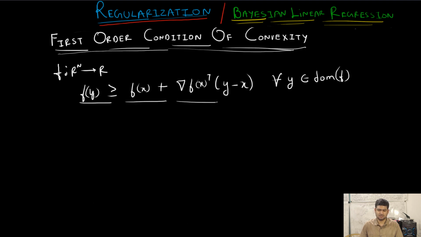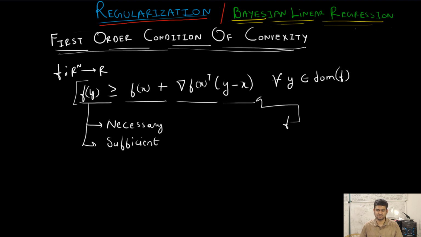So this is a necessary and sufficient condition for a function to be convex. Any convex function f will satisfy this condition. So this is necessary, and this is also a sufficient condition for convexity. That is, if you prove that the function f satisfies this inequality, then you have proven that the function is convex. So this is both a necessary and a sufficient condition for the convexity of a function.